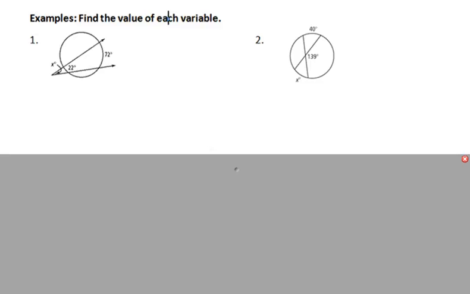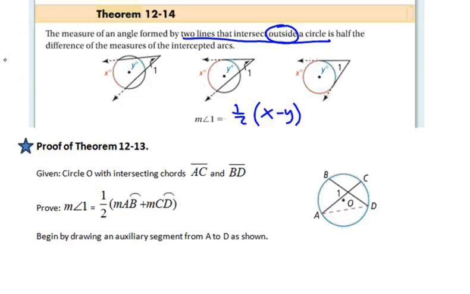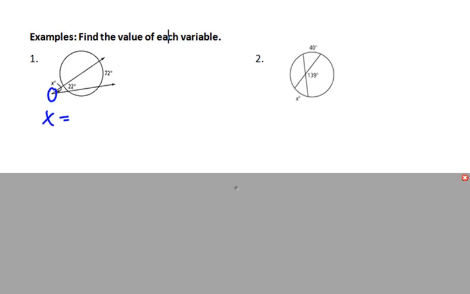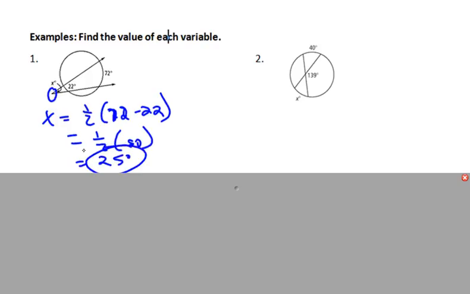The first one says, find the value of each variable. So we're trying to find the measure of this angle, this x. This one is outside of the circle, so that would apply theorem 12.14. So it's 1/2 the larger arc minus the smaller arc. So 1/2 of 72 minus 22. 72 minus 22 is 50. So it's 1/2 of 50, which we get is 25. So that makes that a 25-degree angle.